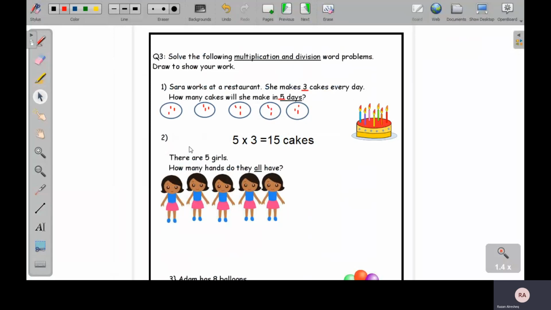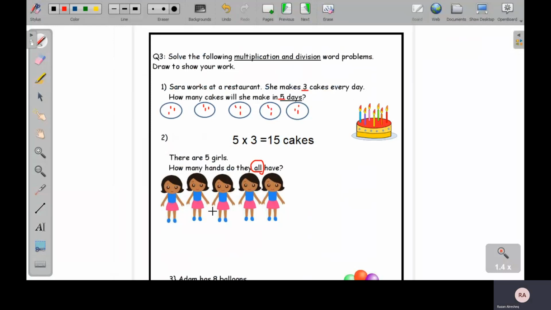Okay, guys? Now, let's look at the second one and see if we're going to use multiplication or division. Here it says there are 5 girls. See how I have 5 girls? How many hands do they all have? Now, let's think about it, this one. Here, we want to know all of them, the number of hands they have.